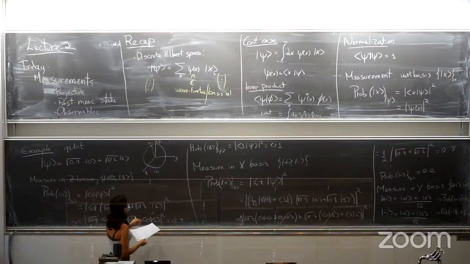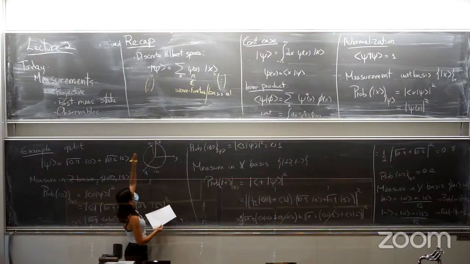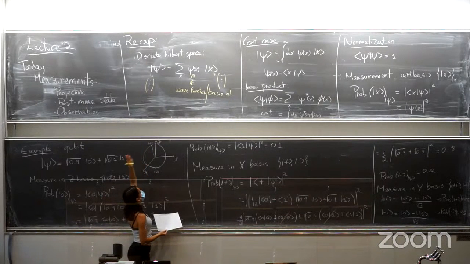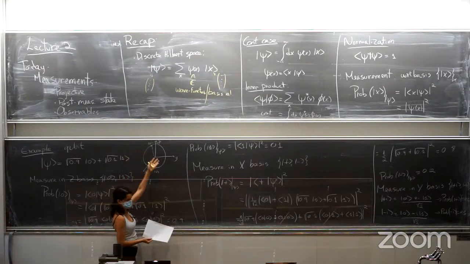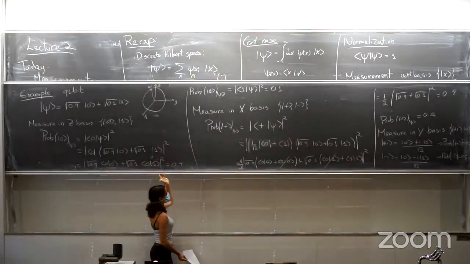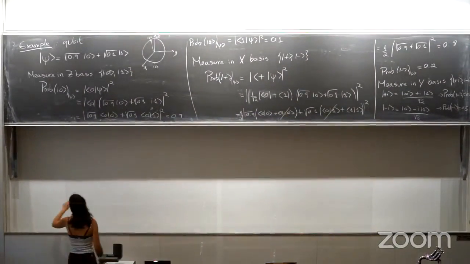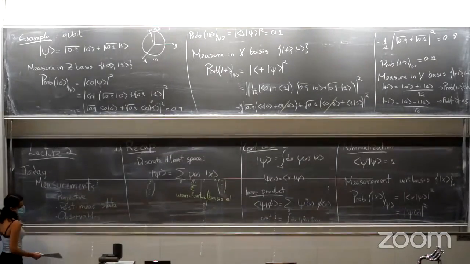And if you look here, it's in the XZ plane, which you cannot see very well from my beautiful drawing, but it's on the XZ plane, so it's not biased towards plus y or towards minus y, so it makes sense that it's 50-50. Okay, so that's just an example.